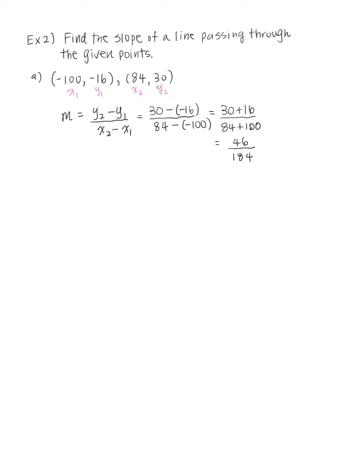And simplify that all the way. 46 goes into 184 four times. So here, our answer is going to be 1/4. Let's do another one. Now we're given the first point is (5, 2), and the second point is (negative 3, 2). Feel free to pause the video and try this on your own.